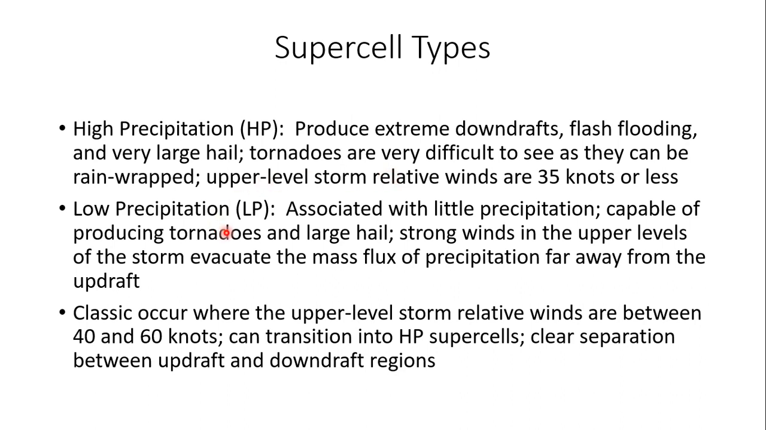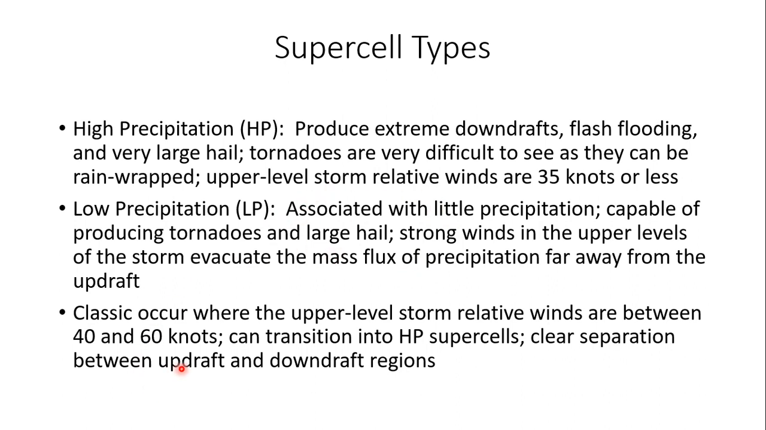Low precipitation supercells, on the other hand, as the name implies, are associated with little precipitation. These are capable of producing tornadoes as well and large hail. Strong winds in the upper levels of the storm tend to evacuate the mass flux of precipitation far away from the updraft. Low precipitation supercells, think about more drier areas of the United States where these may occur.